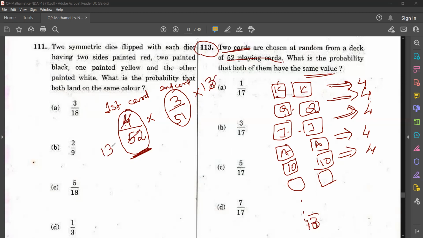This 13 and this 13 will go. You'll get 3, 1 by 17. So the answer is 1 by 17. Option A is the correct answer. 1 by 17.